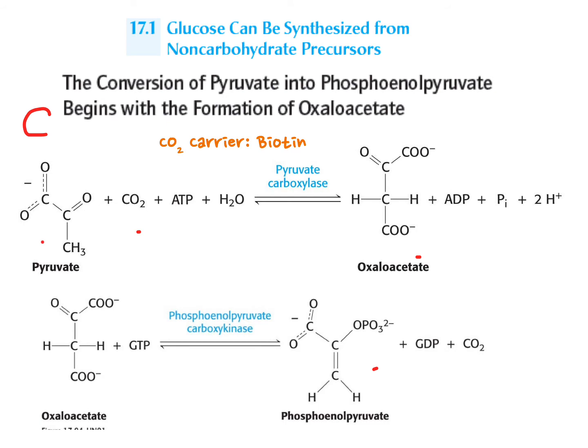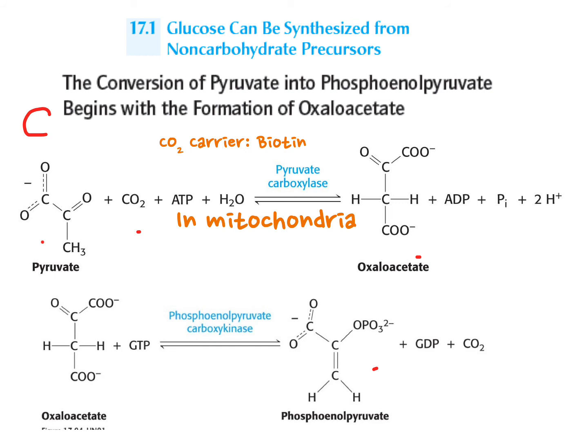In previous slides, we learned that pyruvate can be converted to phosphoenolpyruvate if two high energy phosphate compounds support that reaction. The detailed reaction happens in two steps. The first step is in the mitochondria.